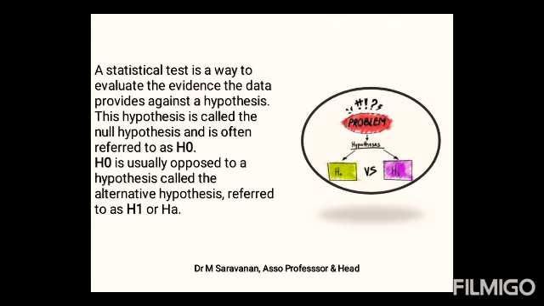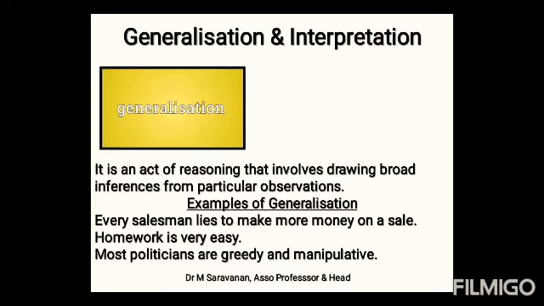And there are two types of hypothesis, namely null hypothesis and alternative hypothesis. The hypothesis is called the null hypothesis. It is often referred to as H0. H0 is usually opposed to a hypothesis called the alternative hypothesis, referred to as H1 or HA.